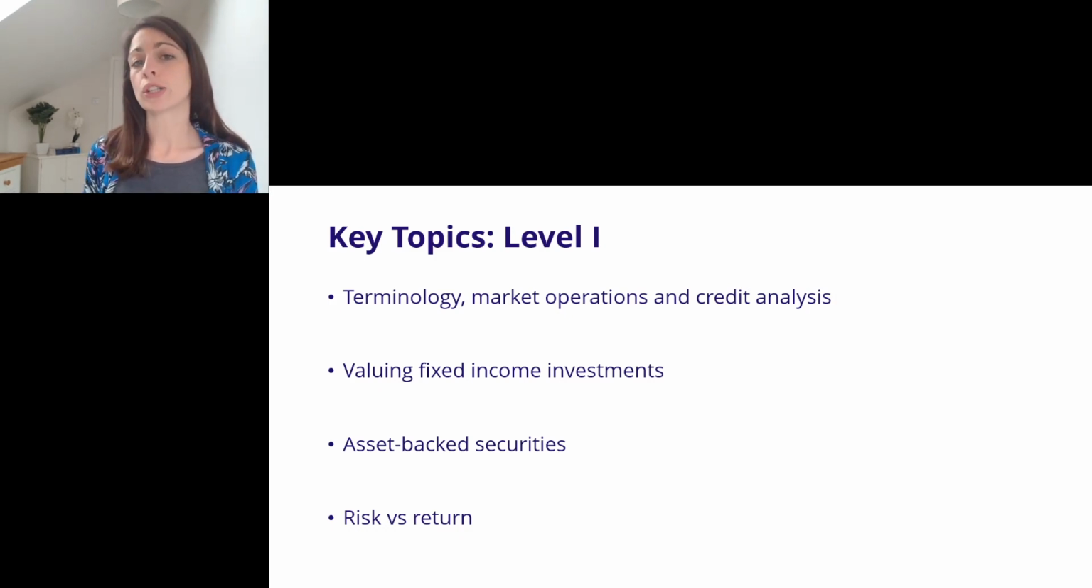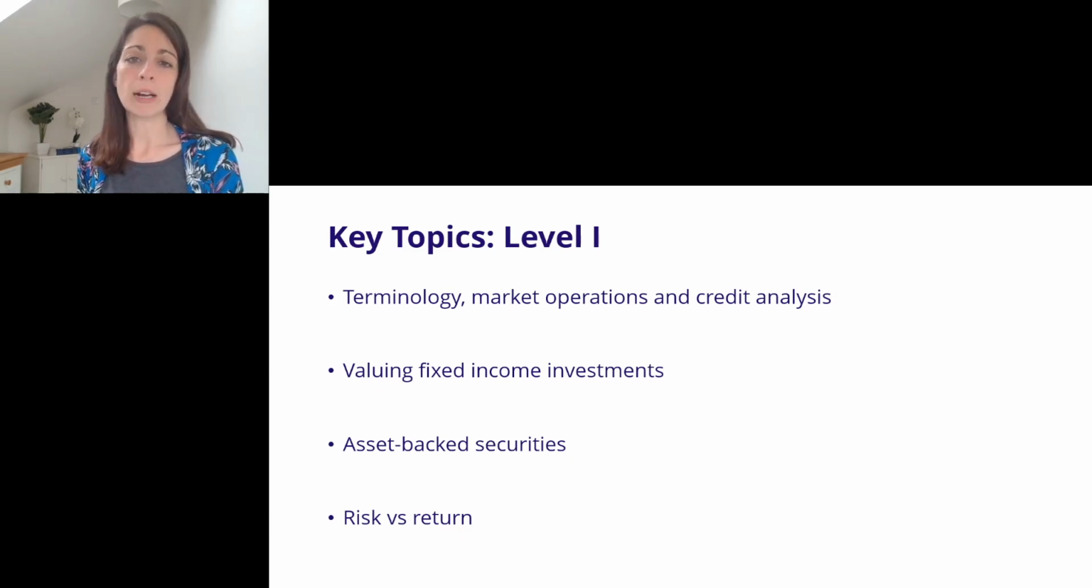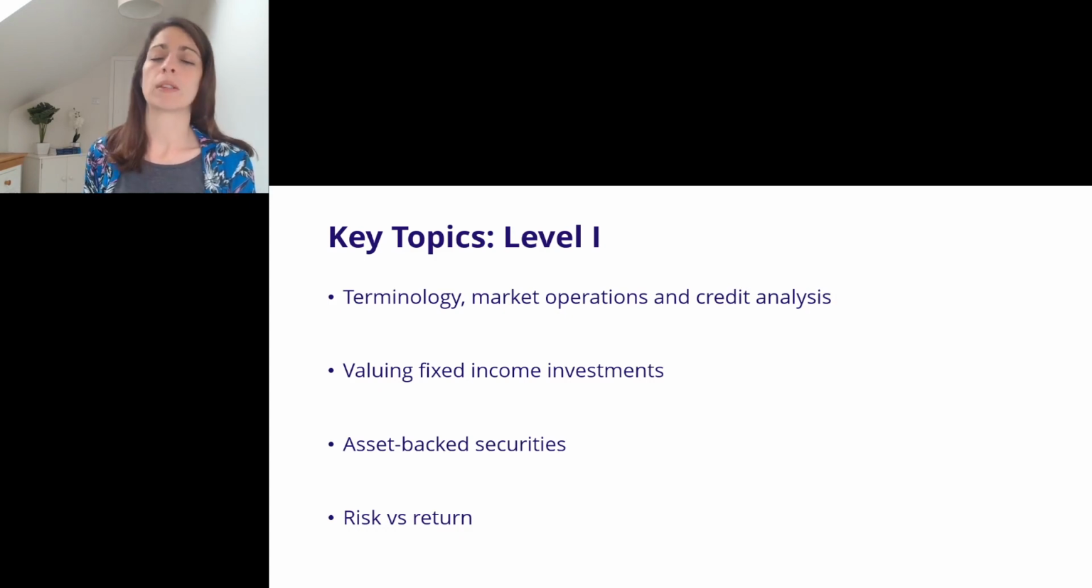There's also an introduction to asset-backed securities. So whilst bonds are the most heavily covered fixed income investment within level 1, there is an introduction to things like asset-backed securities. So for example, mortgage-backed securities are covered here. And then there's a bit of a deeper dive into the risk versus return perspective. So you may have heard of duration, and that's one of the key elements that's covered within risk versus return.